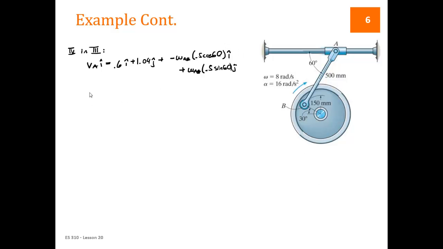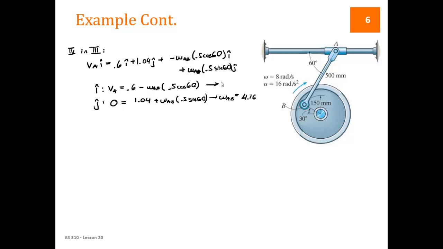And so now we can look at the I hat part and the J hat part of this. The I hat part tells us that VA is equal to 0.6 minus omega AB times 0.5 cosine of 60. The J hat part says that 0 is equal to 1.04 plus omega AB times 0.5 sine of 60. From this bottom equation we can solve for omega AB, which gives us 4.16. You can also then solve for VA equal to 7.8, but we don't necessarily care about that. What we're interested in is VAB.